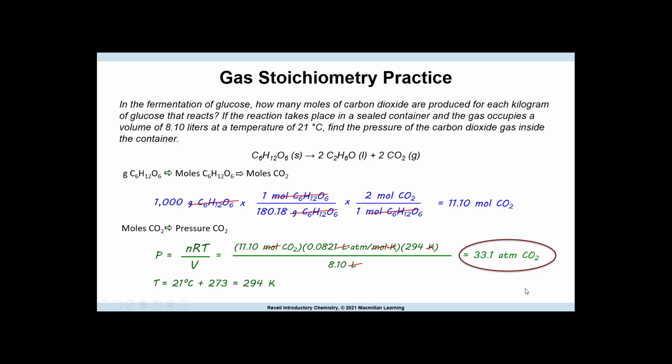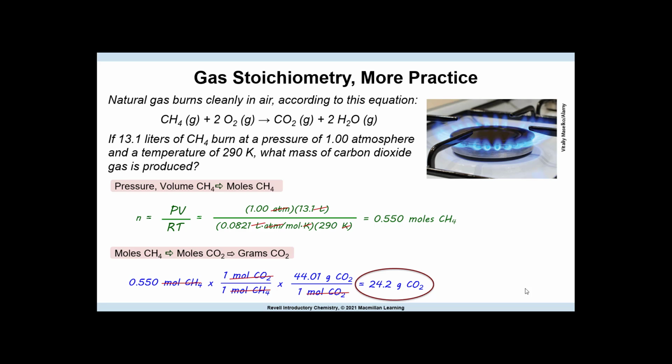A pressure of 33.1 atm is a dangerous explosion risk. To prevent this risk, brewers must be careful to release some of the CO2 formed and to monitor the pressure inside the fermentation vessels. Let's do another one.